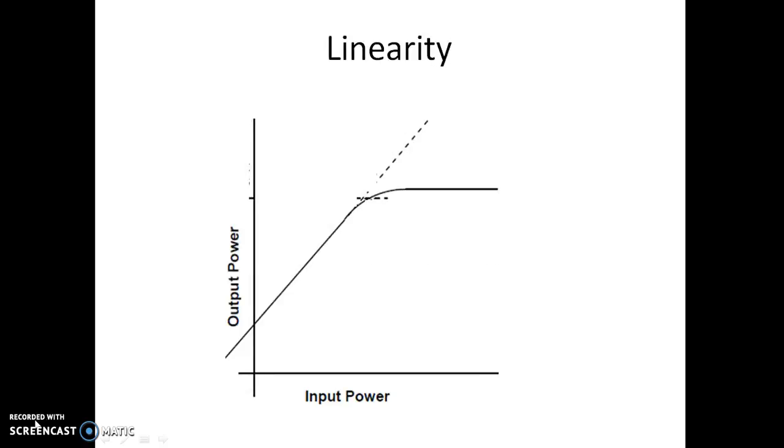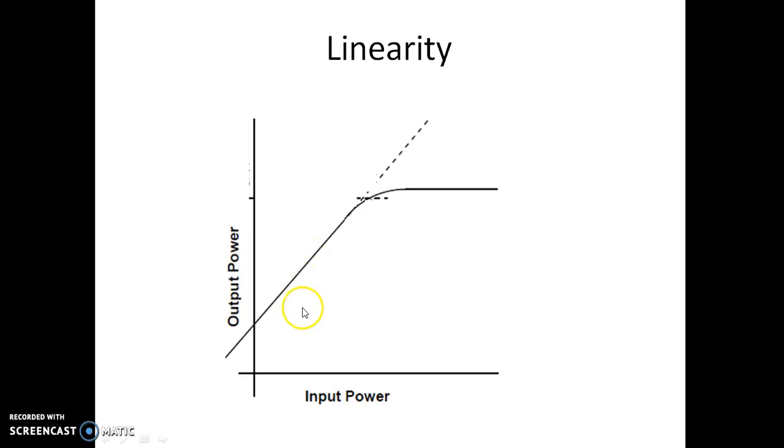So let us have a look at what is this linearity of RF ICs. We know that when we increase the input voltage, the output voltage will also increase. Ideally, as we keep on increasing the input power, the output power should keep on increasing, because this slope is the gain of the amplifier.